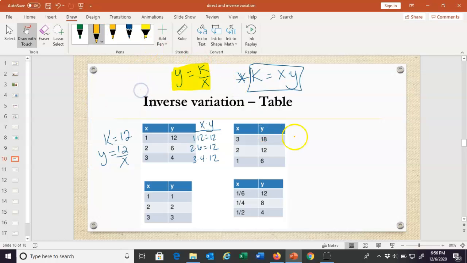Let's try it again. Don't forget, you can always pause and try it on your own if for some reason I didn't pause you on purpose with the play pause. All right, these are getting kind of big. Let me do 2 times 12. I know that's 24. And I know 1 times 6 is 6. Let's do 3 times 18. That's 54. I mean, obviously you can see that these are not the same. Not equal. So this is not inverse variation.